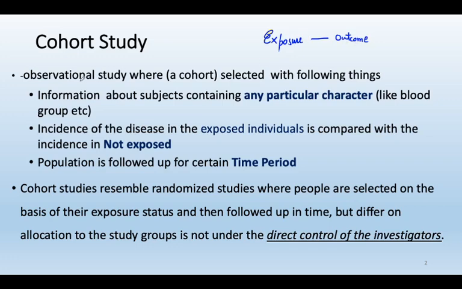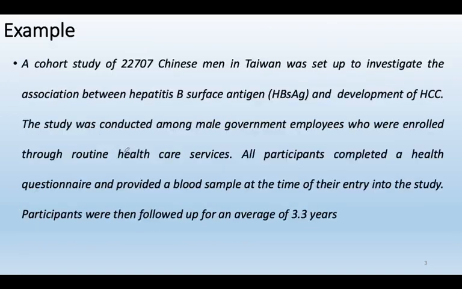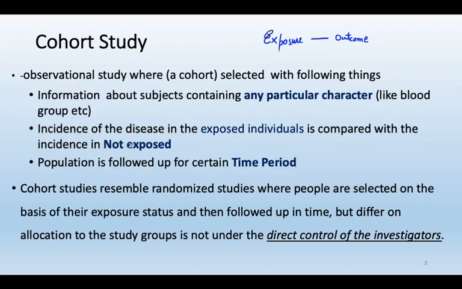So the things we need to remember are the observational study, and information about a subject containing any particular character like a blood group, and then we want to study which type of blood group has more incidence of cardiovascular disease, something like that. So the incidence of a disease in exposed individuals in contrast to the individuals which are not exposed to that particular event. All right, and the population is followed for a certain period of time. So these are the three things we need to know.